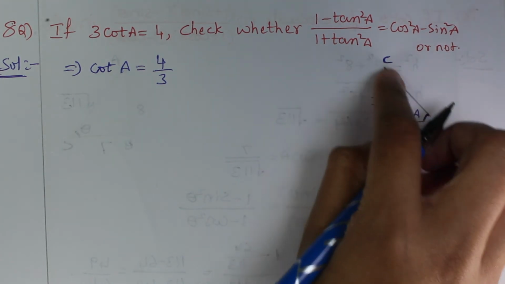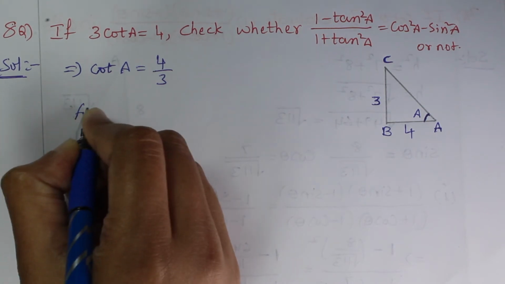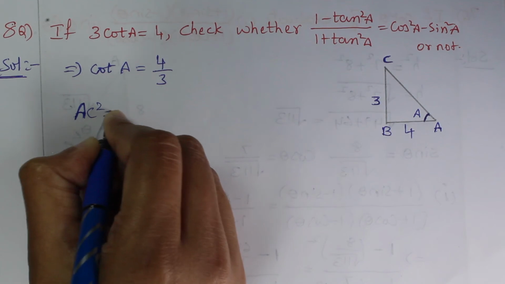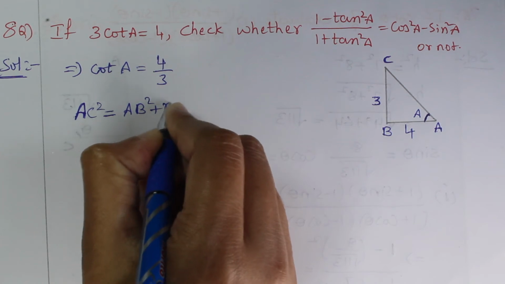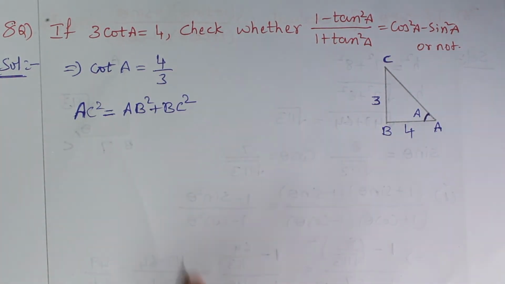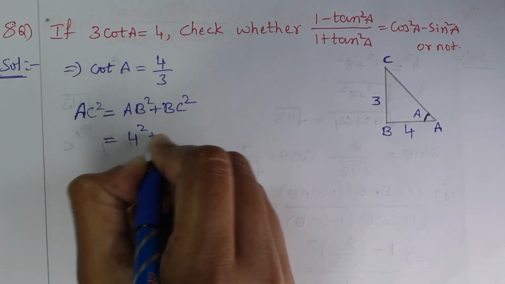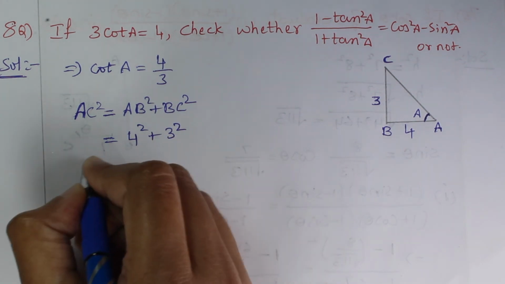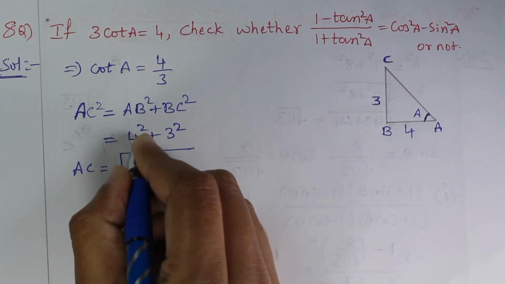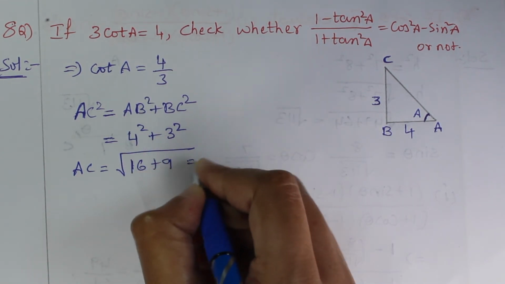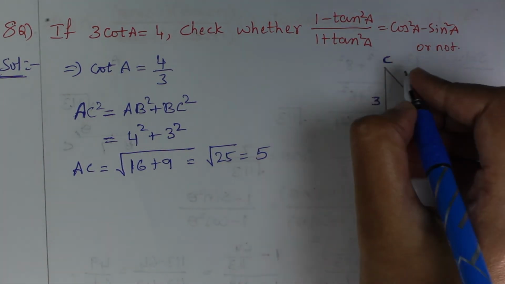Now we will find out the value of hypotenuse AC. By applying Pythagoras theorem, AC square becomes AB square plus BC square. AB is 4, so 4 square plus BC is 3, 3 square. So AC is equal to square root of 4 square is 16 plus 3 square is 9, that is square root of 25, which is 5. So the hypotenuse is 5.